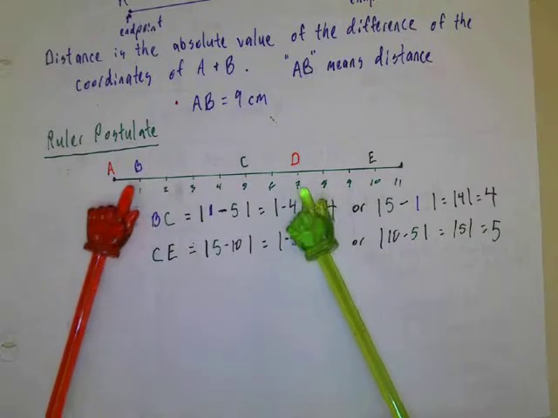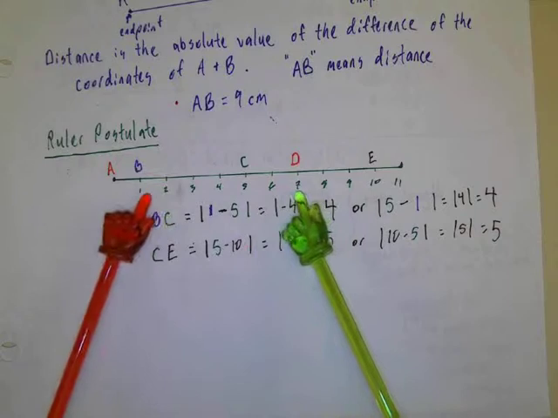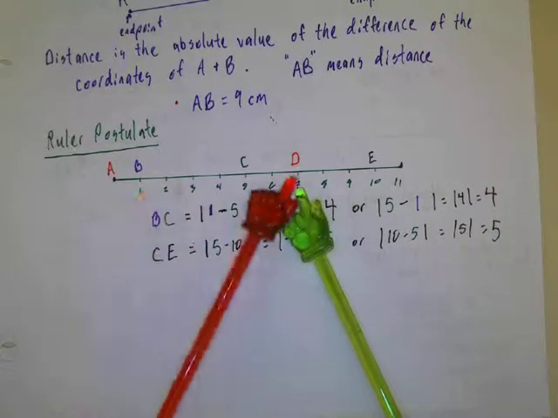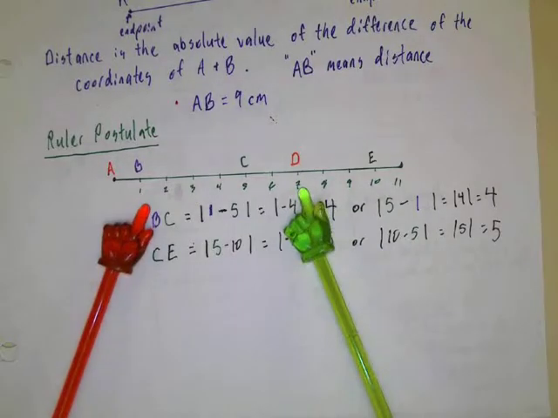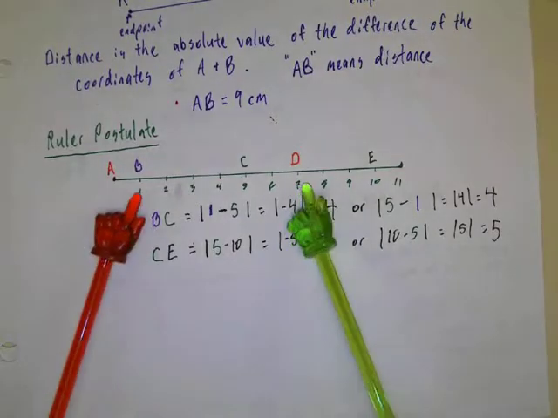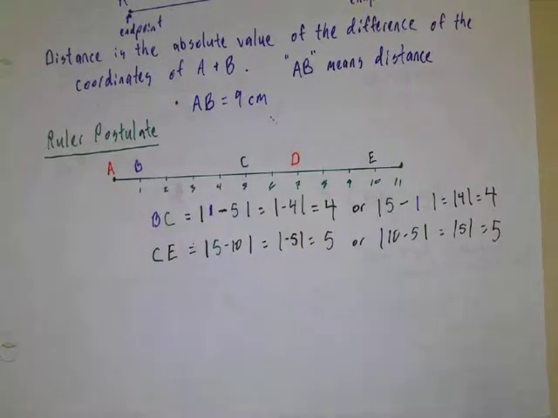So, for example, what's the length of BD? Do 7 minus 1, which is 6. Absolute value is 6, so that's 6 units. Makes sense? But you can also do it this way. You can go 1 minus 7, which is negative 6. Take the absolute value, then you get a length of 6. Alright, so that's what the ruler postulate says.